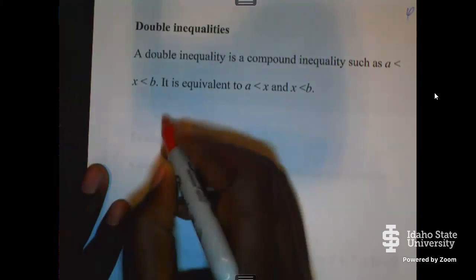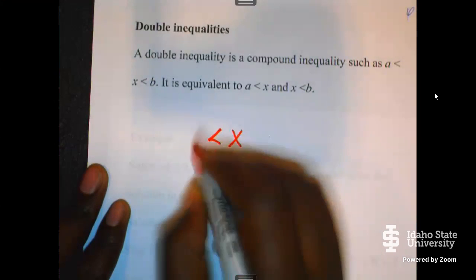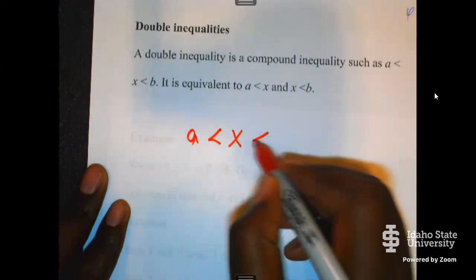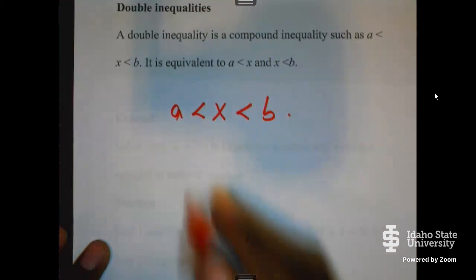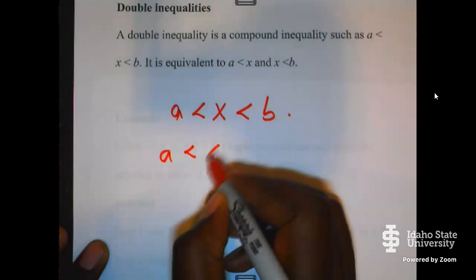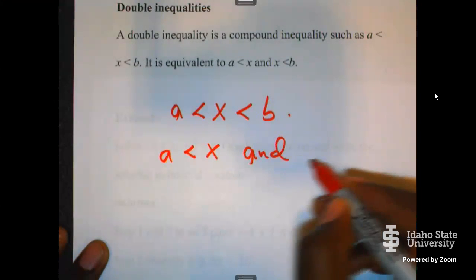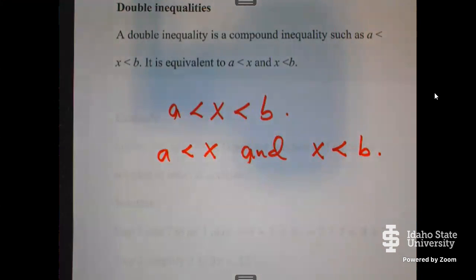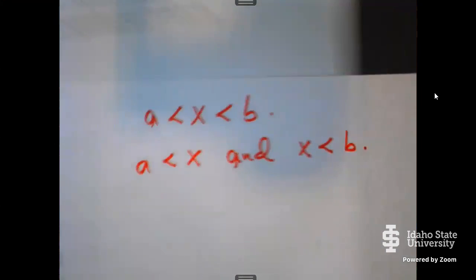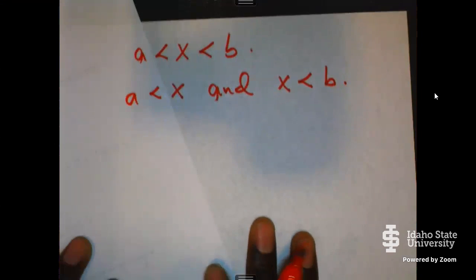So if we have x here, and then maybe A here and B here. So this is the same as A less than x, and x less than B. It is similar to that.